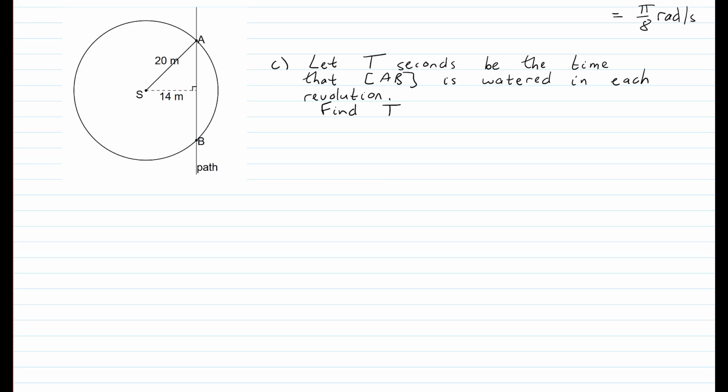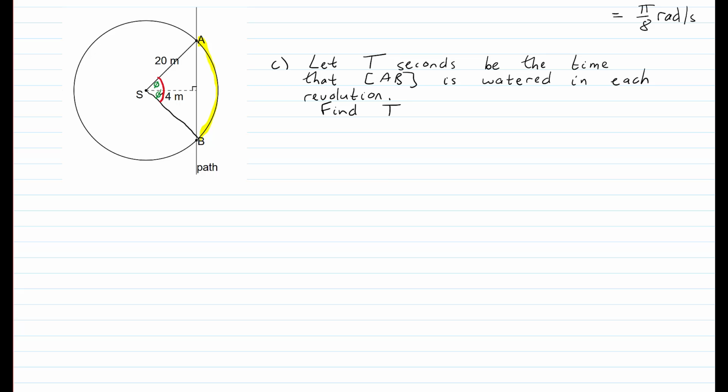For part C, we're told to let t seconds be the time that AB is watered. So that is that arc length there in each revolution, and we need to find t. So we need to know what angle makes up that arc AB. So it's this angle here. Okay, so if I call this one theta, that will also be theta.